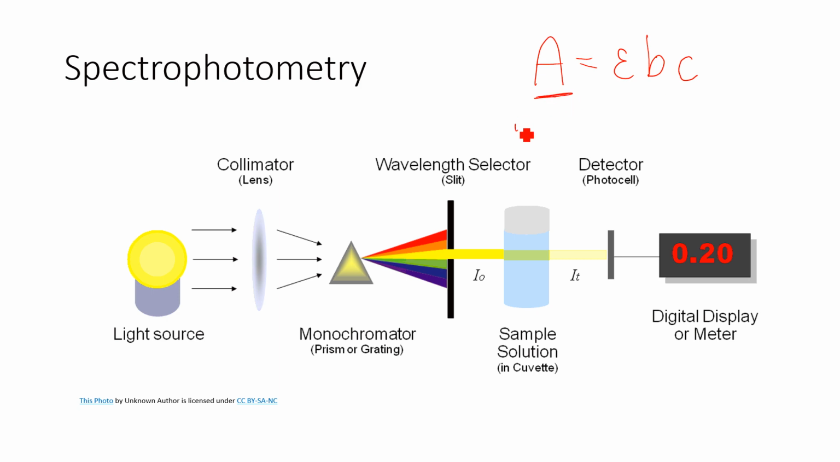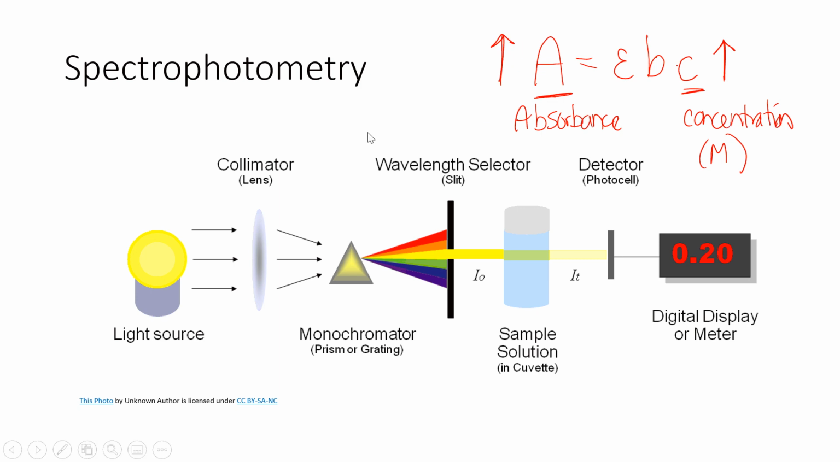So this is where A right here is absorbance. Absorbance is a unitless number. There's no units there. And then C is concentration, and we typically measure concentration in molarity. So as the solution becomes more concentrated, the absorbance is going to increase. So there's a direct relationship there.